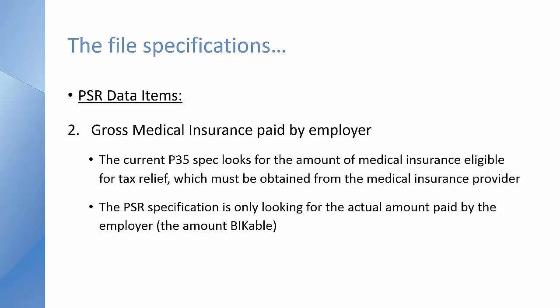The next item is gross medical insurance paid by employer, and the current P35 specification looks for the amount of medical insurance eligible for tax relief. And this information needs to be obtained from the medical insurance provider as it cannot be worked out by the employer. Fortunately, the PSR specification is just looking for the actual amount paid by the employer, as in the amount which gives rise to a BIK.